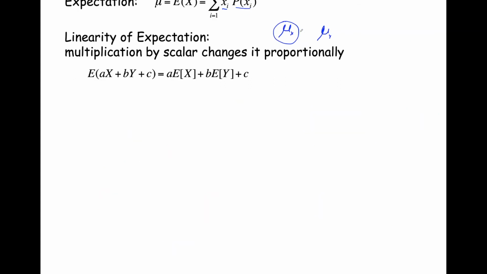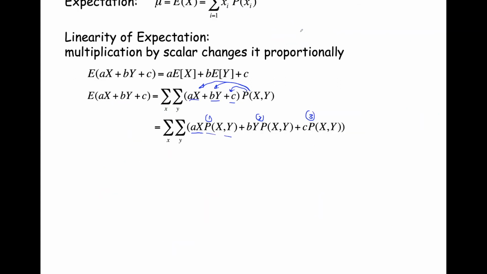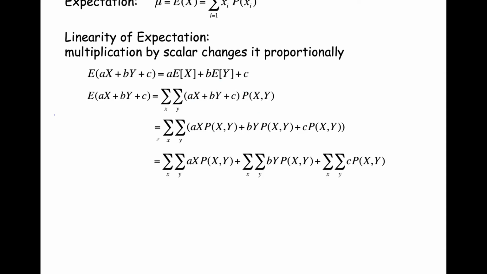So we're going to take advantage of the associative rule, and we're going to take all of the values of x and y for the first term and add them together, and then take all the values of x and y for the second term, add them together, and do the same for the third term. So if we do that, now we have the summation over all values of x and y for ax times probability of xy, plus the sum over all instantiations of x and y for by times probability of xy, plus the sum for all instantiations of x and y of c times probability of x and y.